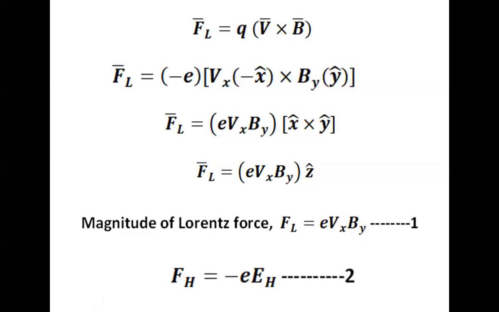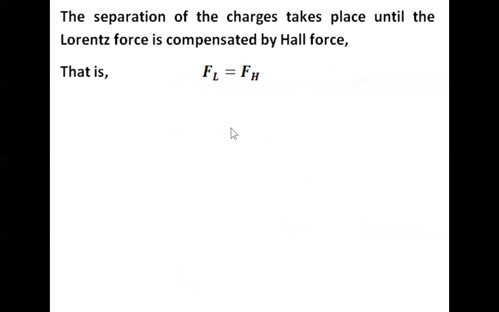That means there will be an equilibrium where the Lorentz force and the Hall force will be equal, because both are acting in opposite directions. This force is actually an induced force, or this field is an induced field. The separation of charges within the semiconductor takes place until the Lorentz force is compensated by the Hall force. That means Fl is equal to Fh at equilibrium.